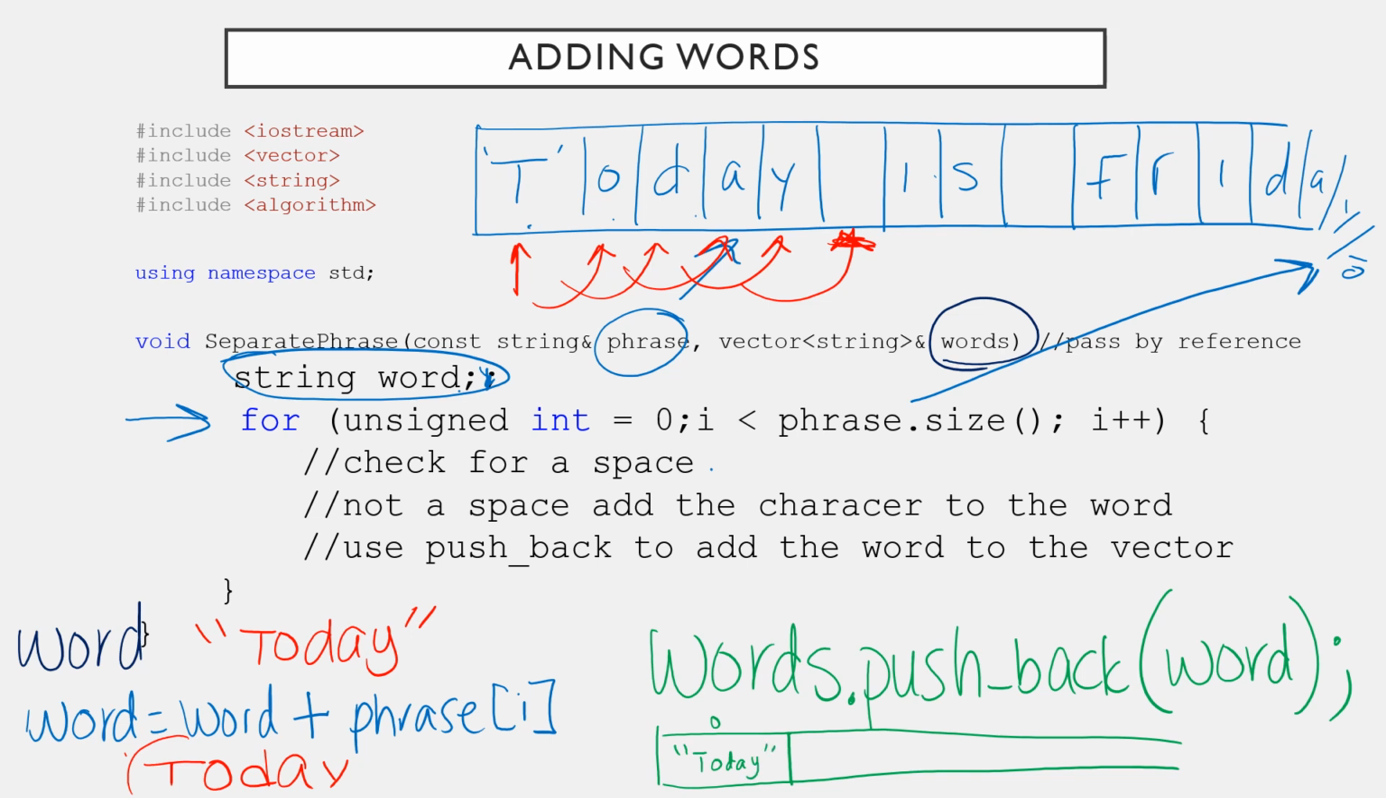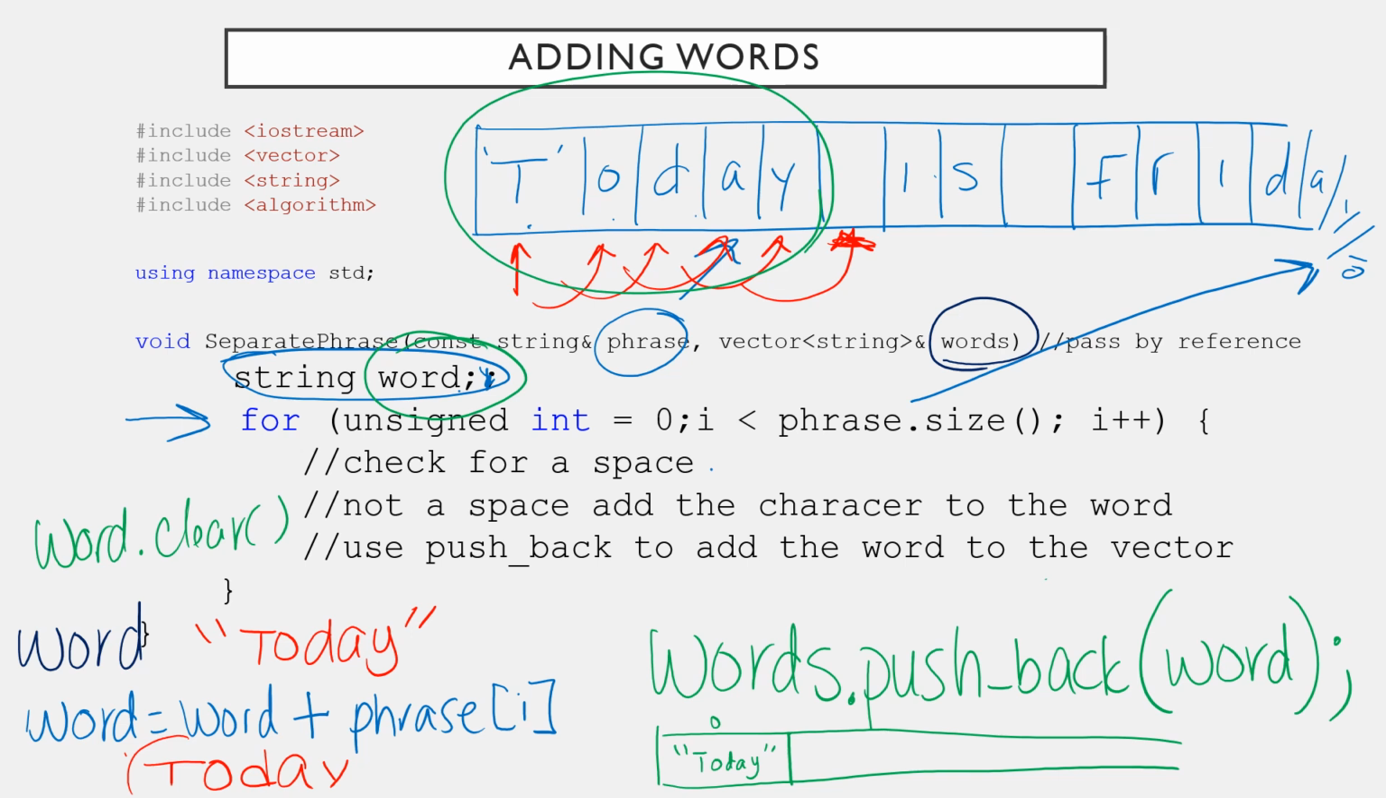Then you're going to have to clear your word, because you put this word today in here, but you want to reuse this string again, so you clear it. You say word dot clear, and then your word is cleared for the next one.